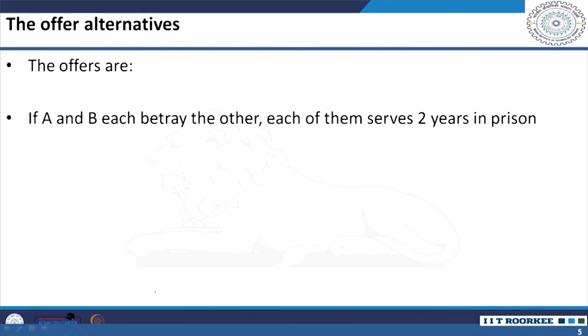So, given these two offers, two alternatives, the offers would be that if both of these prisoners, let us say A and B, each betray each other, then both of them will be getting a sentence of 2 years in prison.